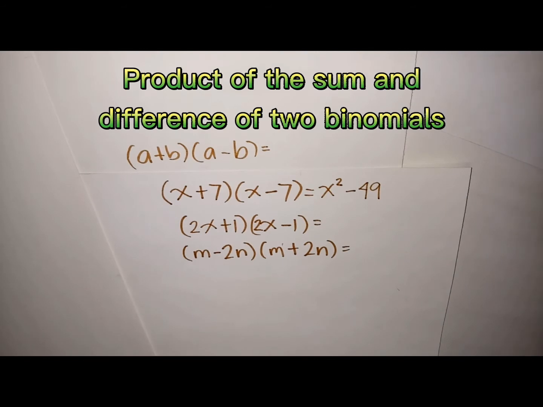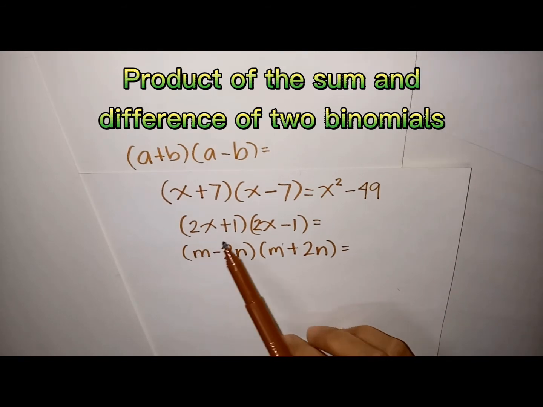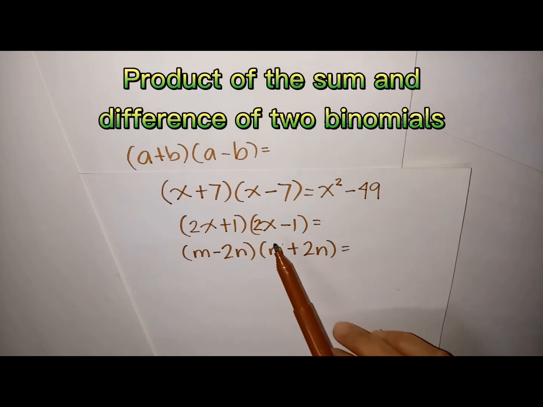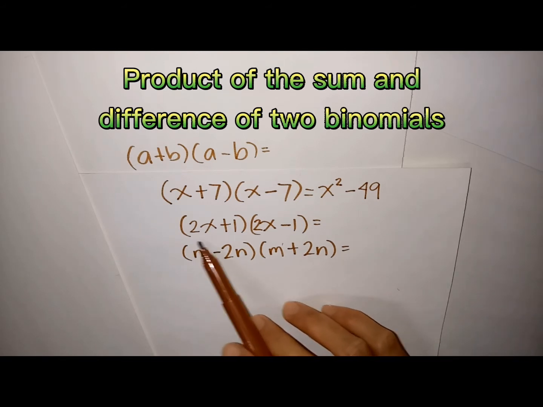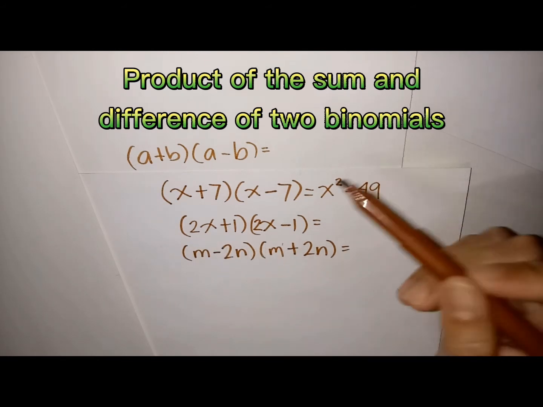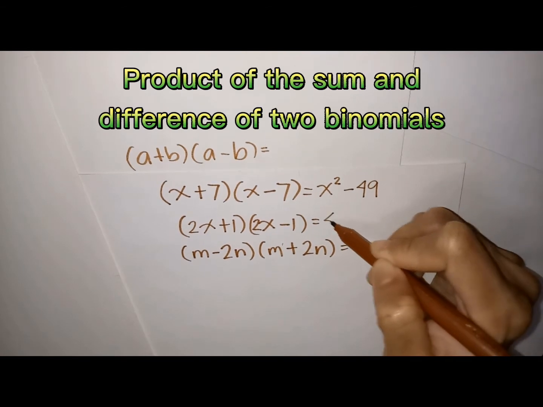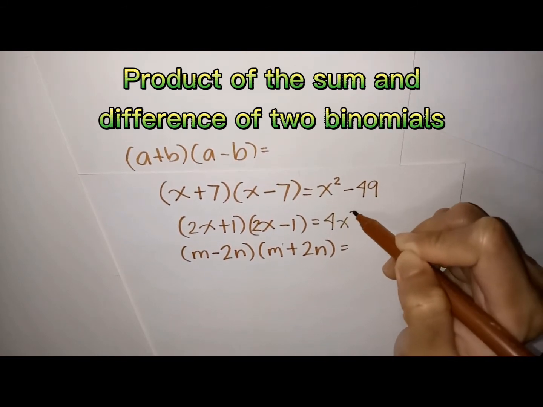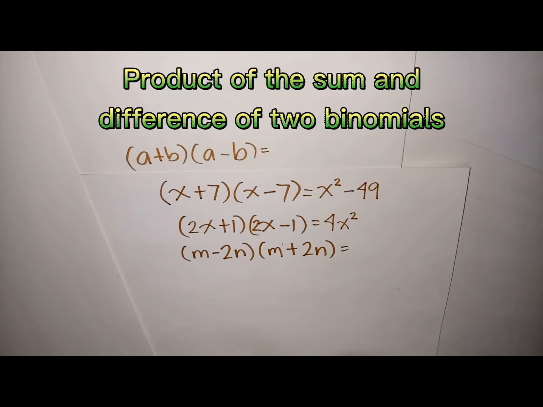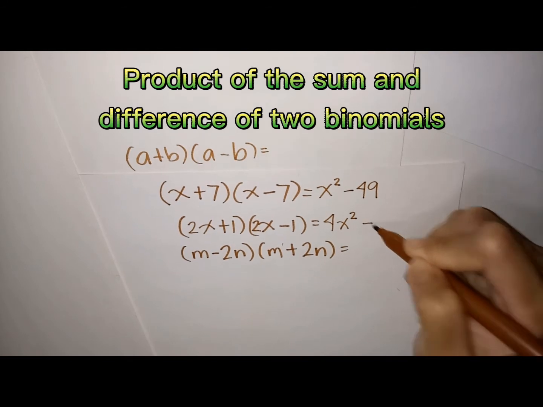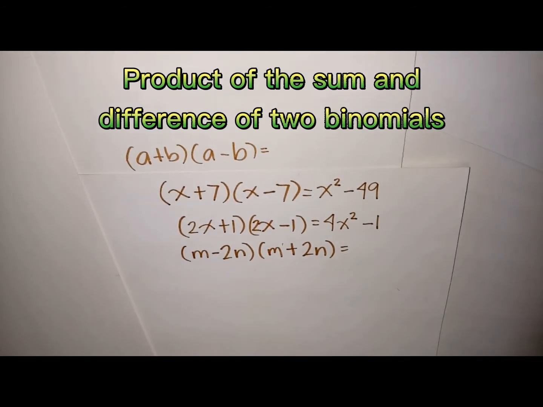49. Okay, let's have number 2. We have the quantity 2x plus 1 times the quantity 2x minus 1. So let us multiply the first terms. We have 2x times 2x. That will give us 4x squared. And let us get the second term. So we have positive 1 times negative 1, that is negative 1.